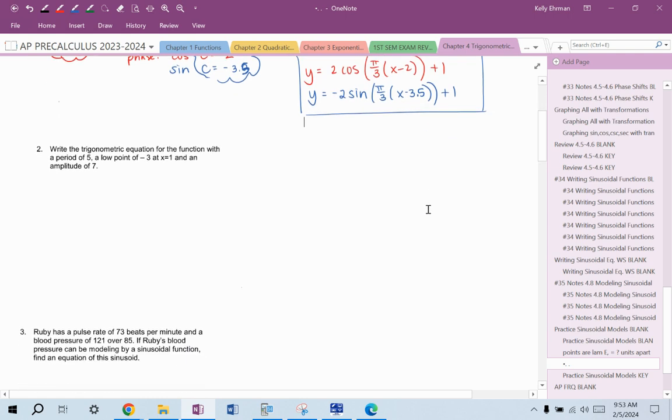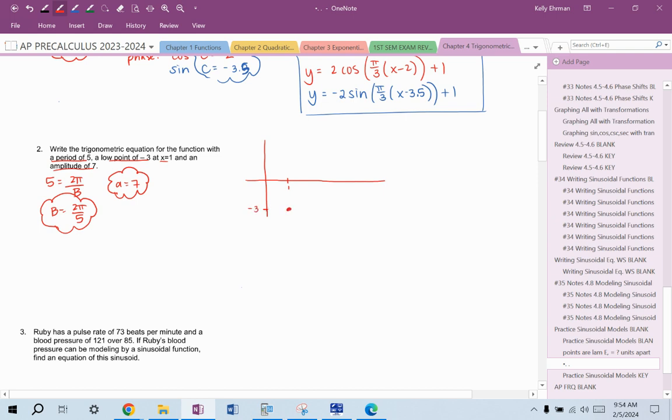All right, for number 2, write the trig equation for a function with a period of 5. So 5 is equal to 2 pi over b. B is equal to 2 pi over 5. Low point of -3 at x equals 1, and an amplitude of 7. So they tell us A, amplitude is 7. I have the minimum. Maybe you want to sketch the graph at this point. I don't know the midline yet. I do know that at x equals 1, we hit a low point of -3.